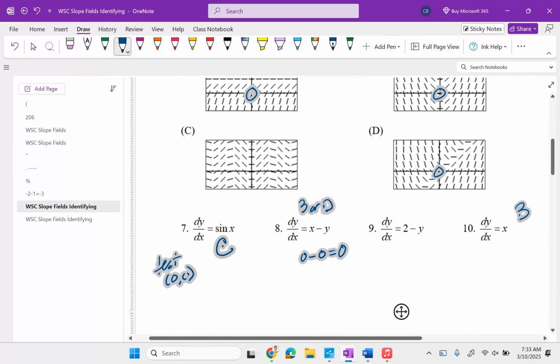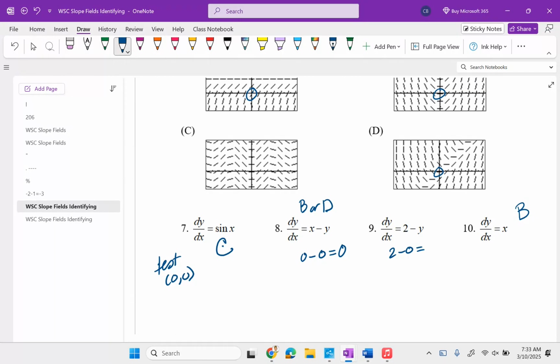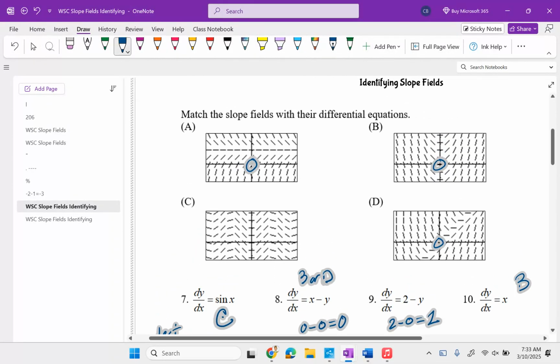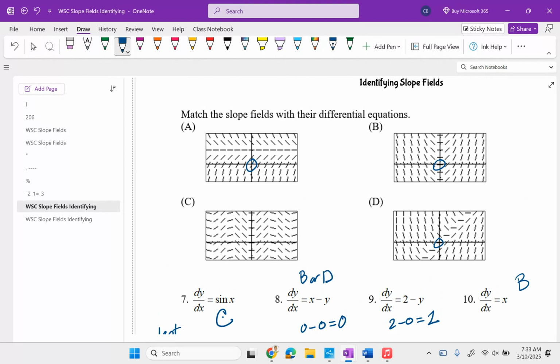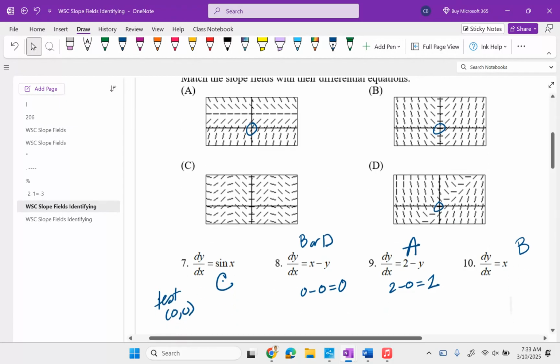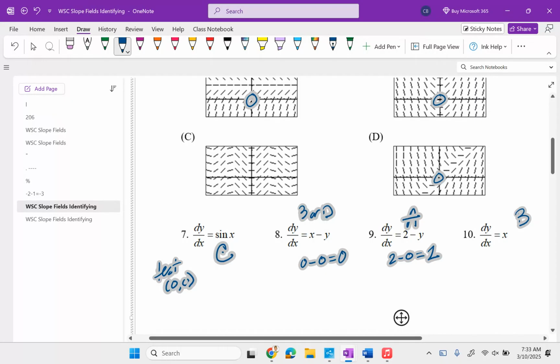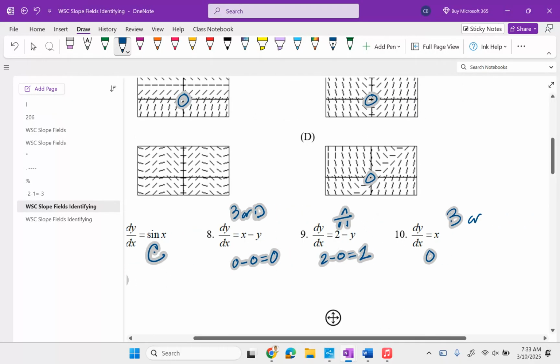Looking at 9, it's 2 minus 0. What is that equal to? 2. So if I look at the slope at 0, 0, the only one that has a slope that is anything but 0 is A. So this one has to be graph A, and I don't have to test anything else. If I wanted to, I could, but I don't have to. And then this one here, 0 in for x is 0, so it's technically B or D. We'll eliminate a little bit better, but we're pretty sure it's B.